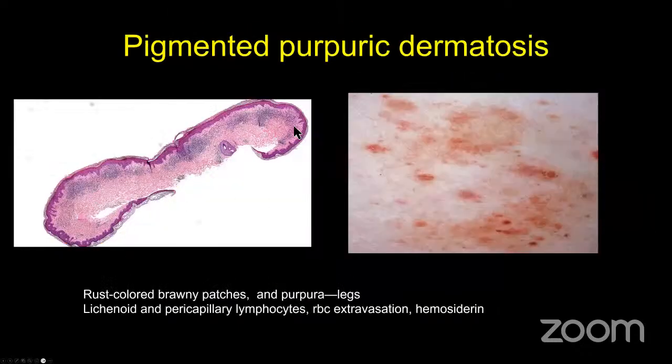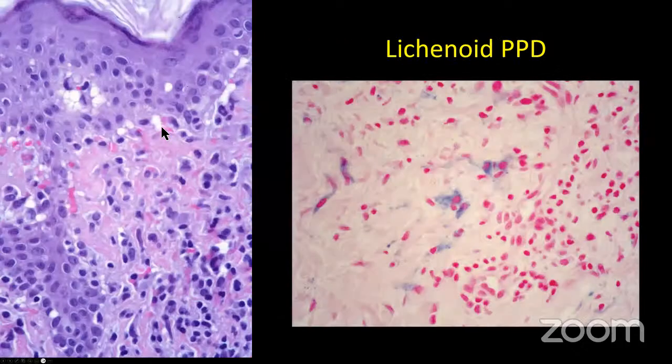Pigmented purpura also has a band-like infiltrate with gentle involvement of the junction. You don't always have to have it, but there is a variant of that. And you have these rust-colored, brawny patches, usually on the legs. You can have a gentle, mild interface reaction with erythrocyte extravasation. You can stain it for iron. Sometimes an early lesion may not have iron yet, but that's sort of classic.